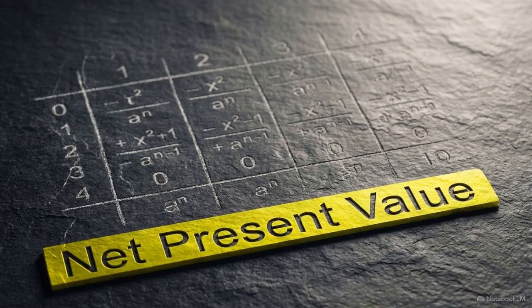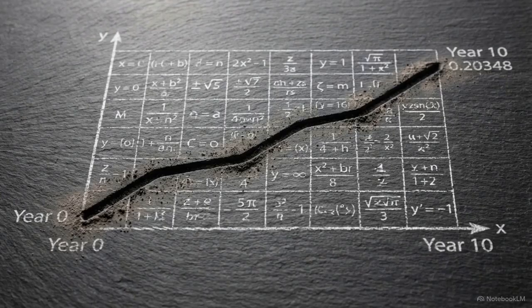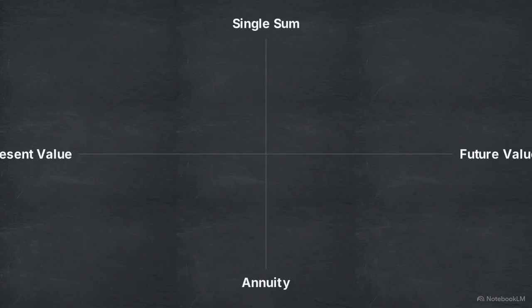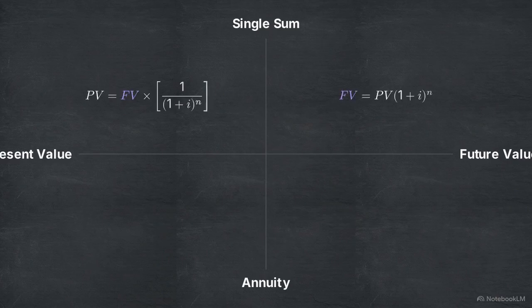This completes the mathematical map required for moving capital through time. We visualize these models using a dual-axis matrix, plotting present versus future value horizontally, and single sums versus annuities vertically. Each quadrant contains its respective formula: single sum future value, single sum present value, future value of an annuity, and present value of an annuity.